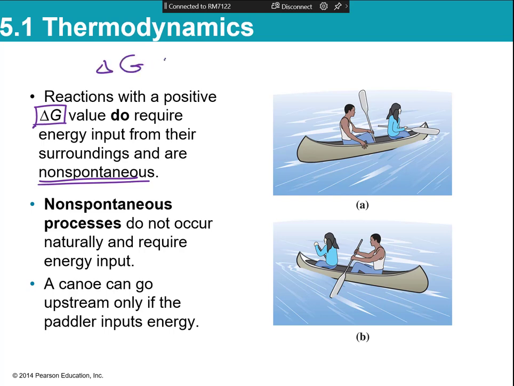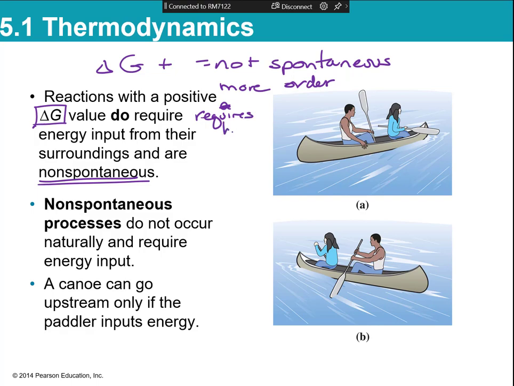They are considered not spontaneous. So if that delta G is positive, this is typically because you're making more order and you're putting in heat. And this requires heat. So you see the person here, they look like they're trying to paddle upstream.